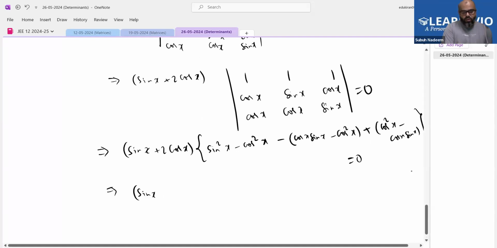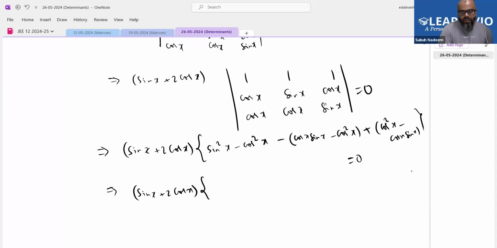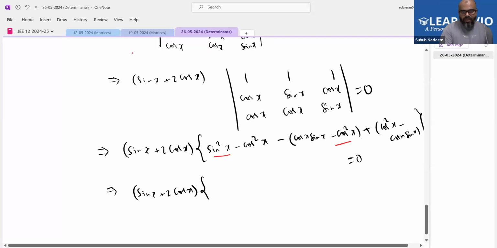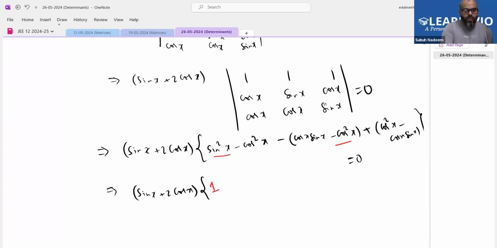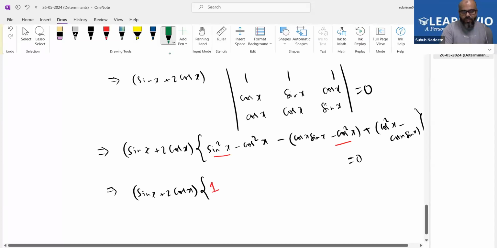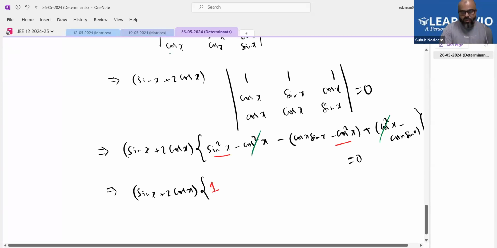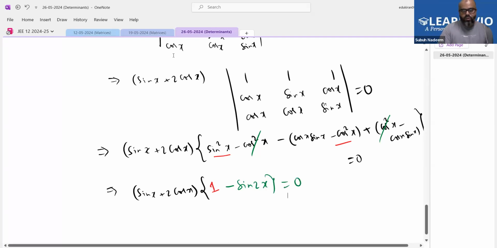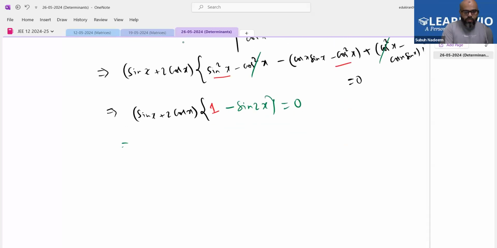So sin x plus 2 cos x is there. And what we are getting is sin square x, and there will be plus cos square x, which will be 1. We take this sin square x and this minus minus plus cos square x, which will become 1. And then we can cancel this minus cos square x and plus cos square x. What else we are getting is minus cos x sin x and minus cos x sin x, minus 2 sin x cos x, which is the sin 2x identity, is equal to 0. From here, either this is 0, which means sin x is equal to minus 2 cos x, or sin 2x is equal to 1.